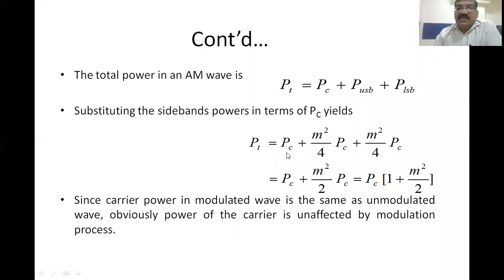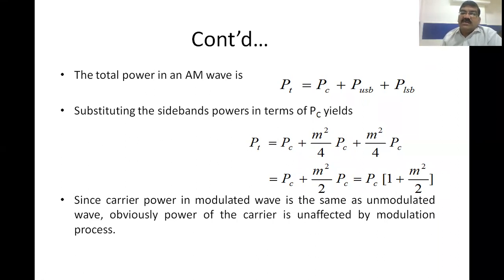So what is PC? It is there. Then m square by 4 into PC. In terms of PC we are calculating, because the carrier signal power is something we can decide. And then the lower sideband, m square by 4 into PC. So all these three we can put together. m square by 4 plus m square by 4, if you add, becomes m square by 2. So PC plus m square by 2 into PC, simplified, is PC into bracket 1 plus m square by 2. So this is the total power.